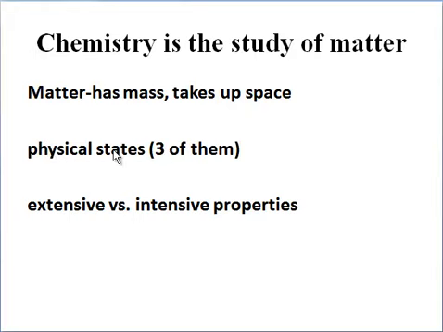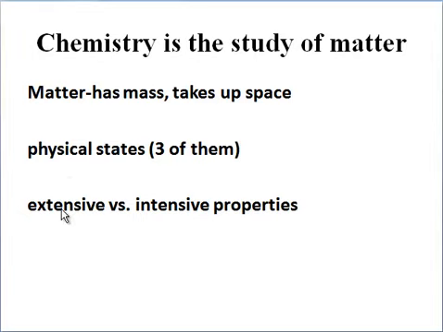Solid has a definite volume and a definite shape. Liquid has a definite volume but no definite shape. It takes the shape of its container. And a gas has no definite volume and no definite shape. A gas takes the volume and shape of its container. You've probably heard the three physical states of matter described as the three phases of matter. We'll use the word phase to mean something else in this course. More on that later.